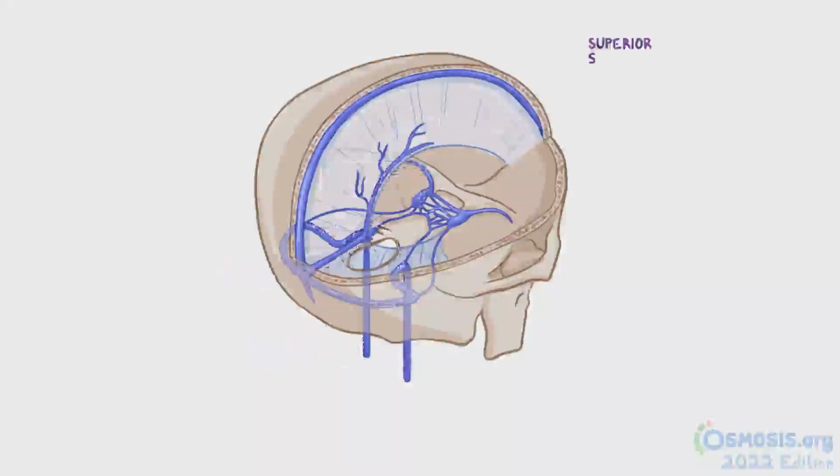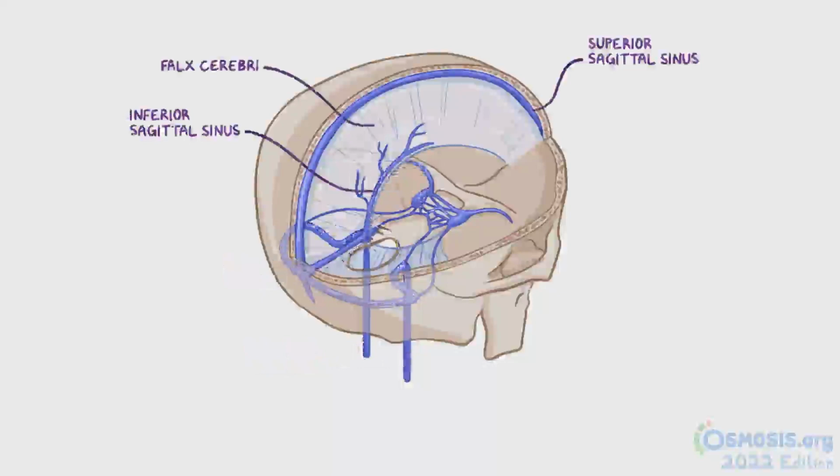Deeper to the superior sagittal sinus lies the smaller, unpaired inferior sagittal sinus, which runs along the inferior free border of the falx cerebri. Similar to the superior sagittal, it has a rostral to caudal extent. During its course, it receives venous blood from small veins draining the medial surface of the cerebral hemispheres and ultimately drains into the straight sinus.